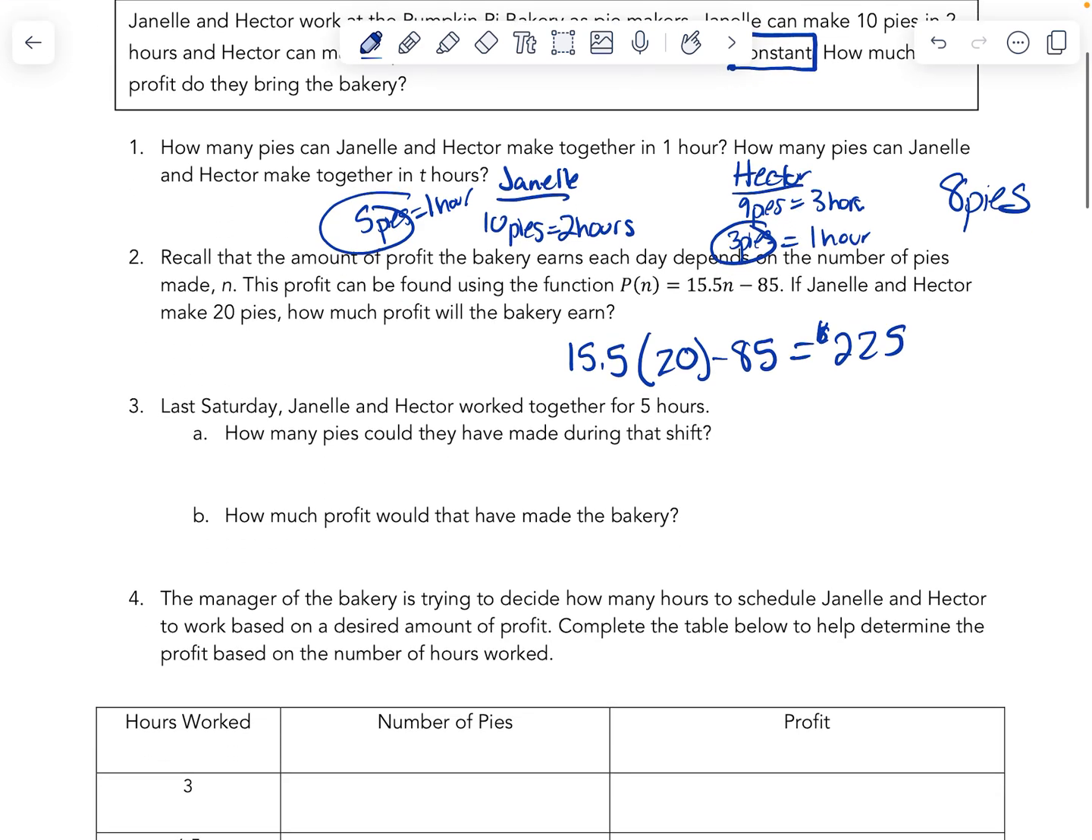So last Saturday, Janelle and Hector worked together for 5 hours. How many pies could they make? Well, they make 8 pies an hour, so 5 times 8 equals 40. How much profit could the bakery make? Well, 15.5 times 40 minus 85 would give us $535.